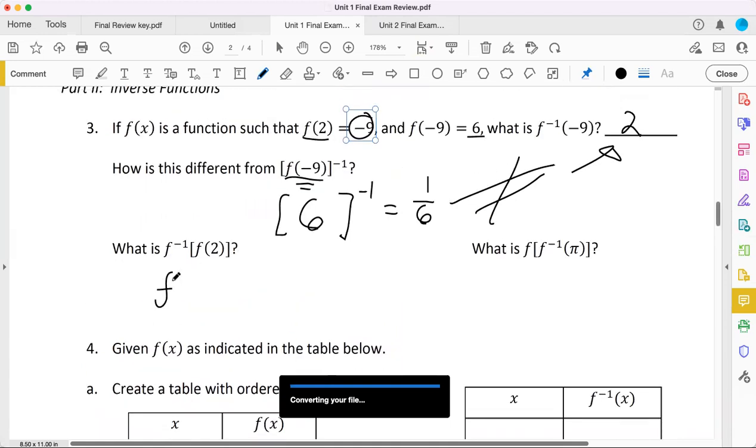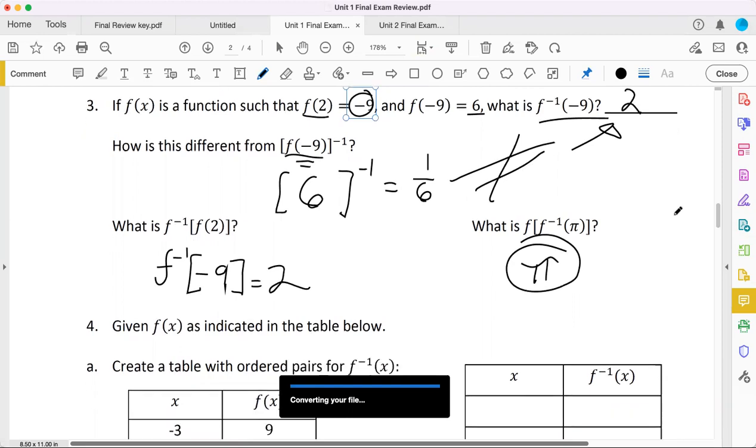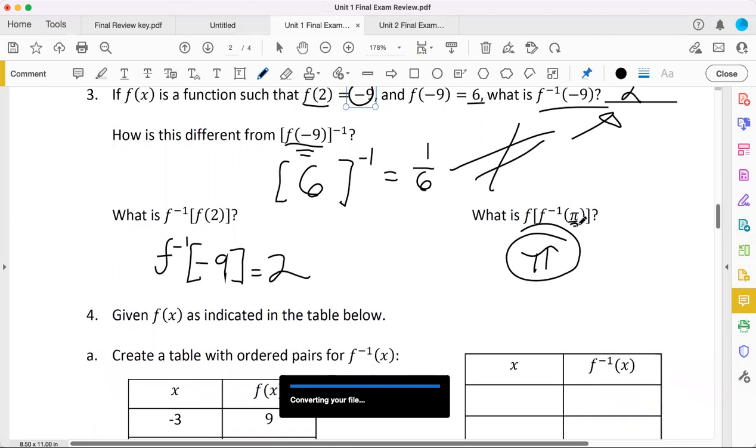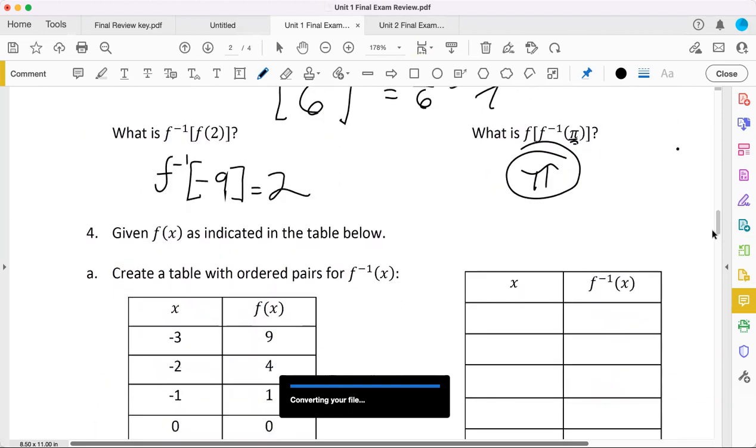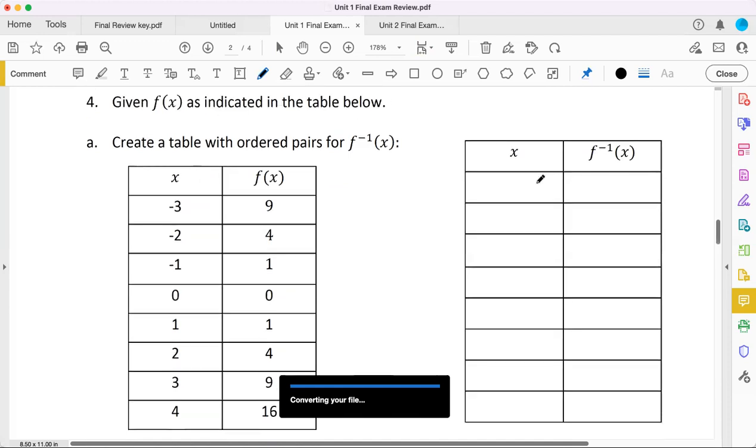This f inverse of f of 2, well, we know f of 2 is -9. f inverse of -9, what we did back here, it's just 2. This ends up as just pi, because when you have your inverse composed inside of a function, it's just this output, or I guess in this case, the input. This is light, just switch all the numbers.